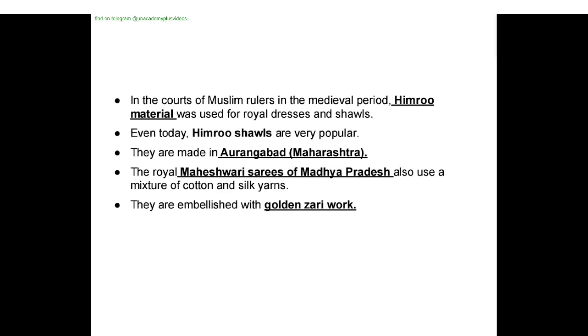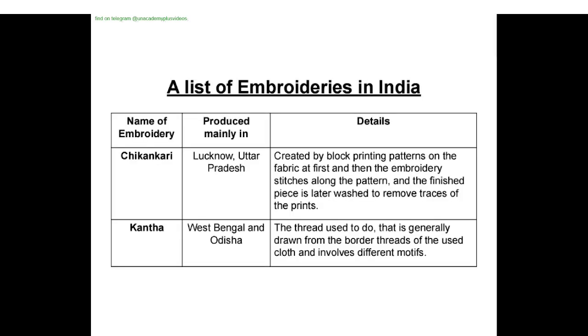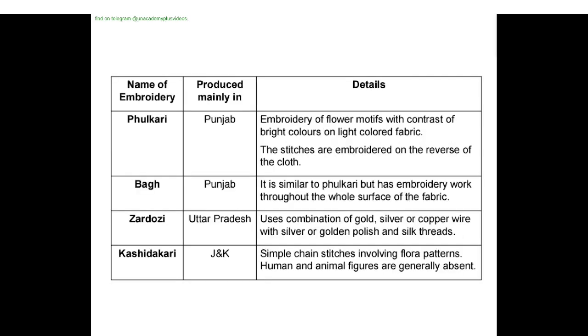In the courts of Muslim rulers in the medieval period, Himru material was used for royal dresses and shawls. Even today, Himru shawls are very popular. They are made in Aurangabad, Maharashtra. The royal Maheshwari saris of Madhya Pradesh also use a mixture of cotton and silk yarns. They are embellished with golden zari work. A list of embroideries in India. Chikankari, Lucknow, Uttar Pradesh. Kantha, West Bengal and Odisha.